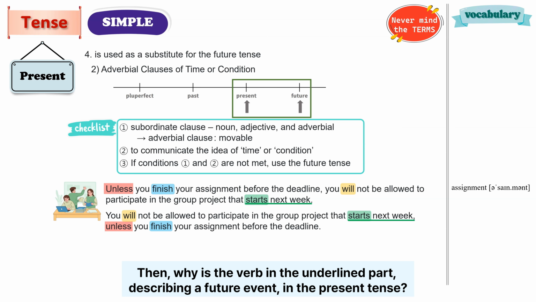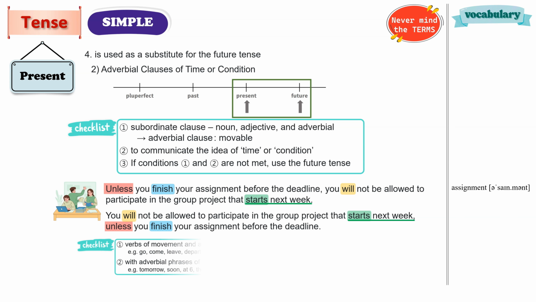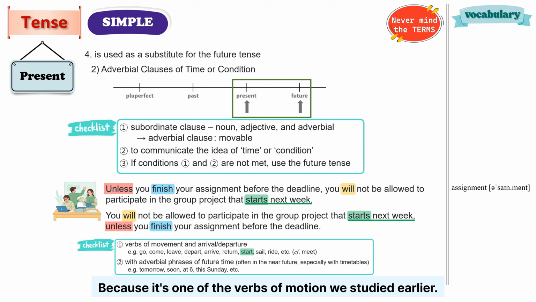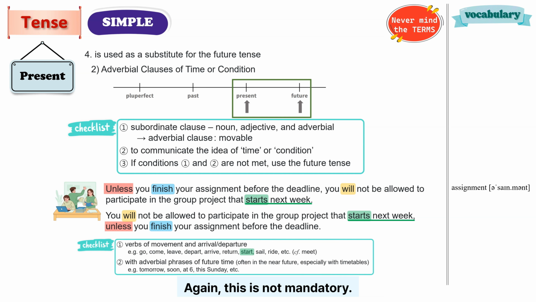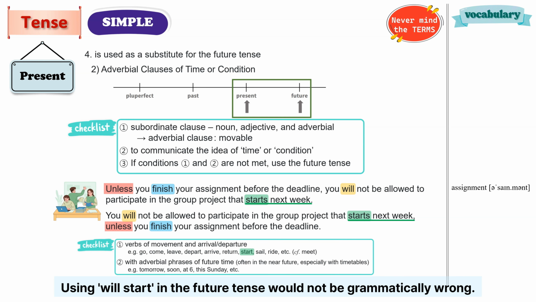Then why is the verb in the underlined part, describing a future event, in the present tense? Because it's one of the verbs of motion we studied earlier. Again, this is not mandatory. Using will start in the future tense would not be grammatically wrong.